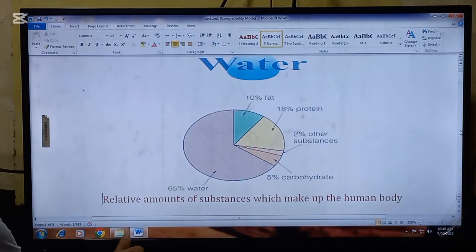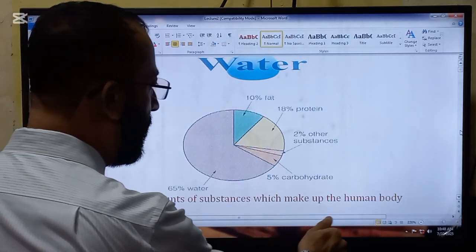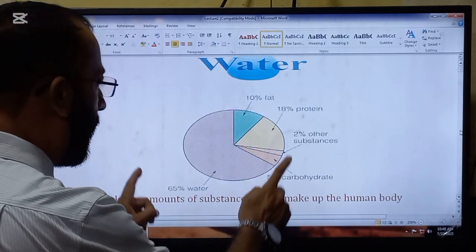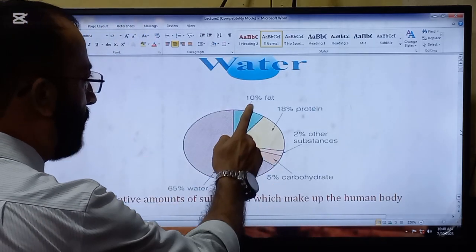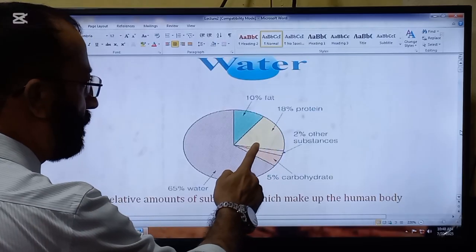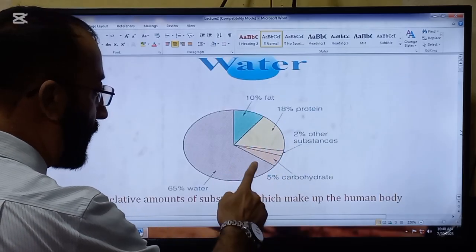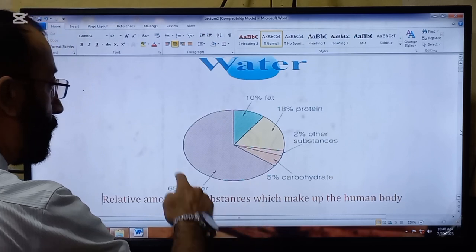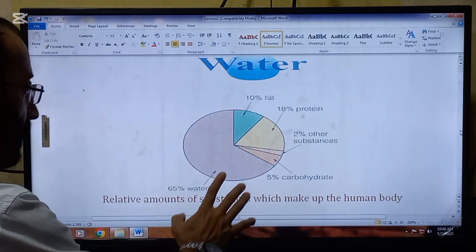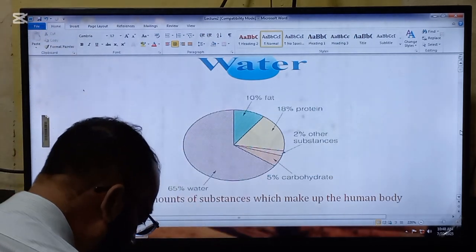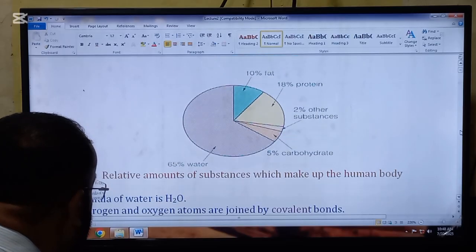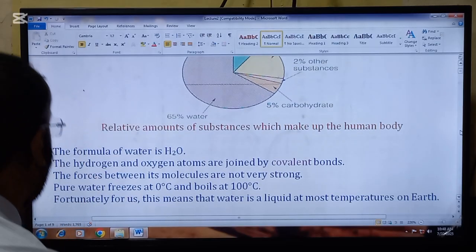So the relative amounts of the substances which make up the human body. Here are the substances: 10% fat, 18% protein, 2% other substances, 5% carbohydrates, and almost 65% water. So the human body consists of 65% water.